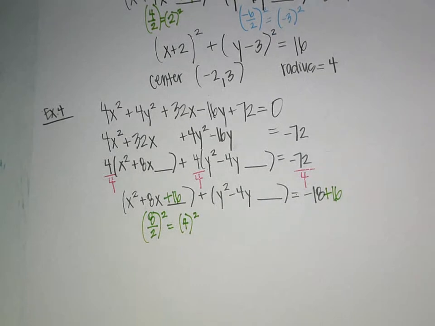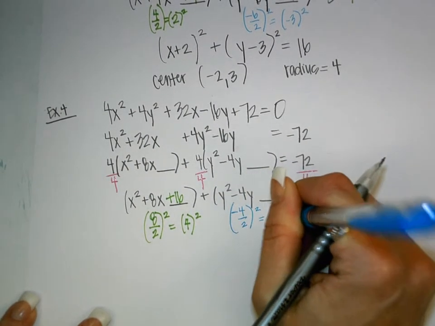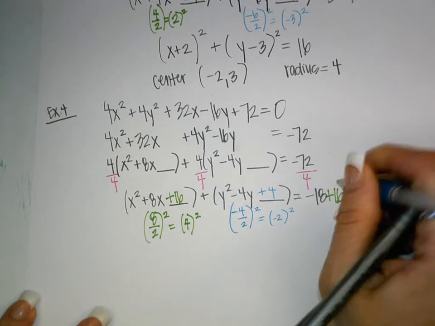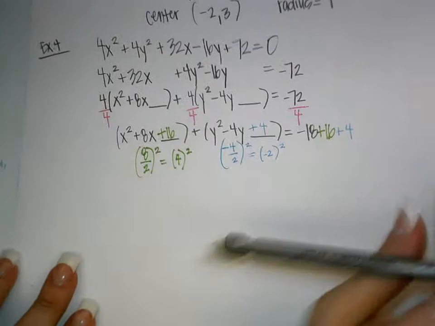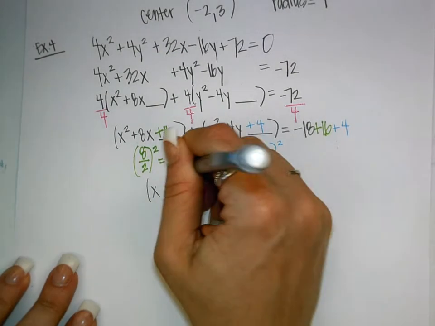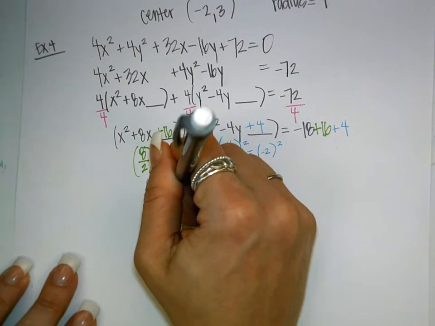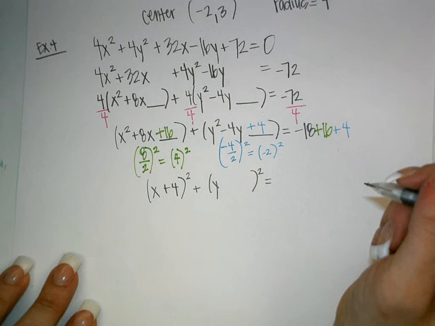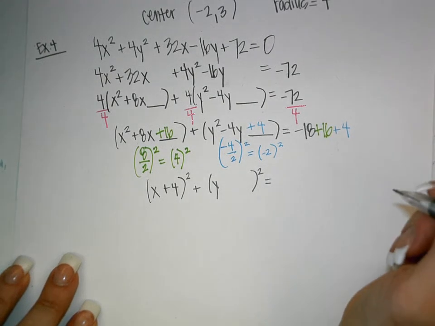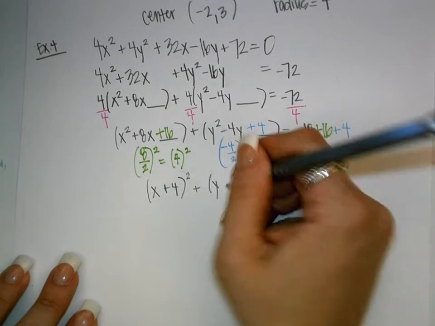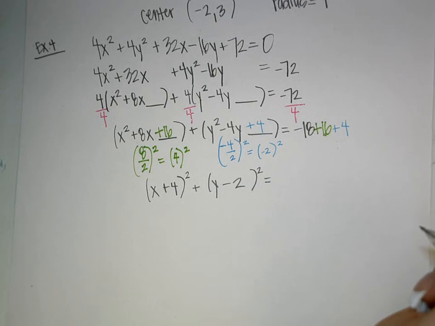Same thing for the y. Take the middle number, divide it by 2 and square it. So negative 2 squared means we add 4 to both sides with the y. Then if you rewrite this, what goes inside with the x being squared? Plus 4. What goes inside with the y being squared? Negative 2. And what will it equal on the other side? Negative 18 plus 16 plus 4 gives you what? 2.